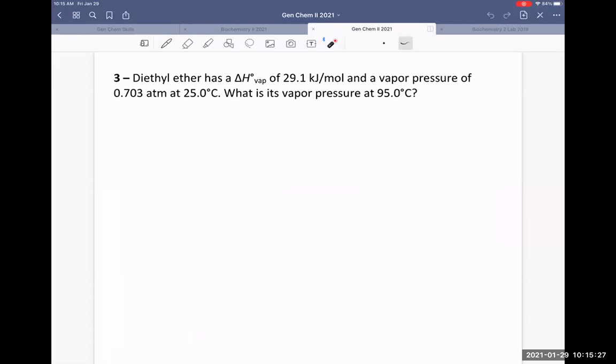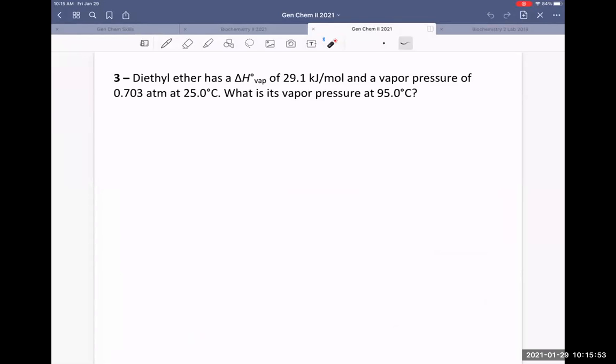Because we have a little bit of time today, I'm going to let you guys work a little bit. I'm going to put the equation up here for you, but I want you to try to work through this a little bit on your own. This is problem 3 from that skills sheet. It says diethyl ether has a delta H of vaporization of 29.1 and a vapor pressure of 0.703 at 25 degrees C. What is its vapor pressure at 95?